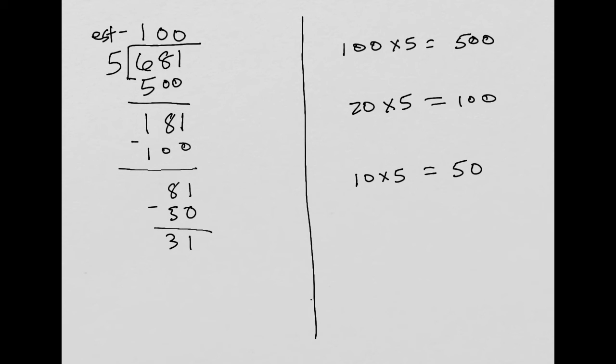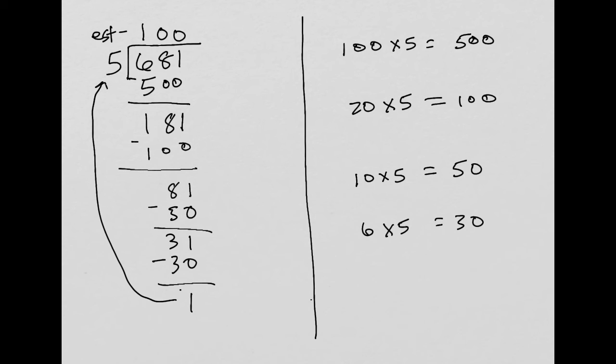We're getting closer. Can't take 10, but what times 5 gets me close to 30? Well, 6 does. 6 times 5 equals 30. I'm going to subtract 30. I get 1. I always have them look to make sure that what's left over is indeed less than that divisor, because if it's not, we can take another group of 5 or more out of that apple there. And so to find out what the quotient is, I would add 100 plus 20 plus 10 plus 6, and I'd get 136, and I would have a remainder of 1.